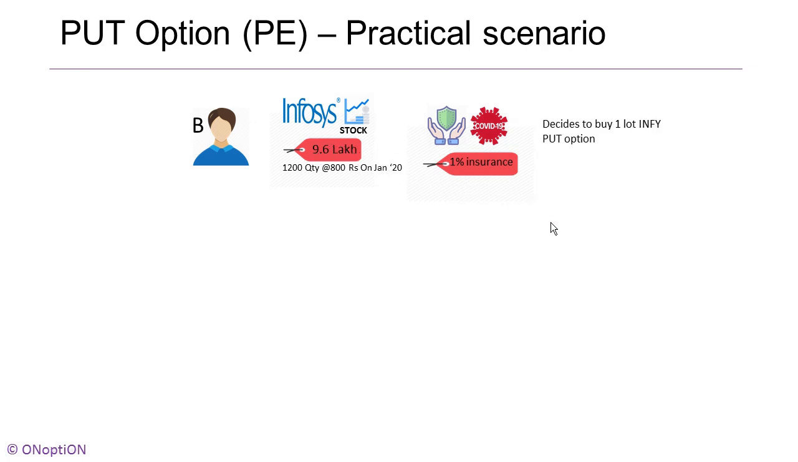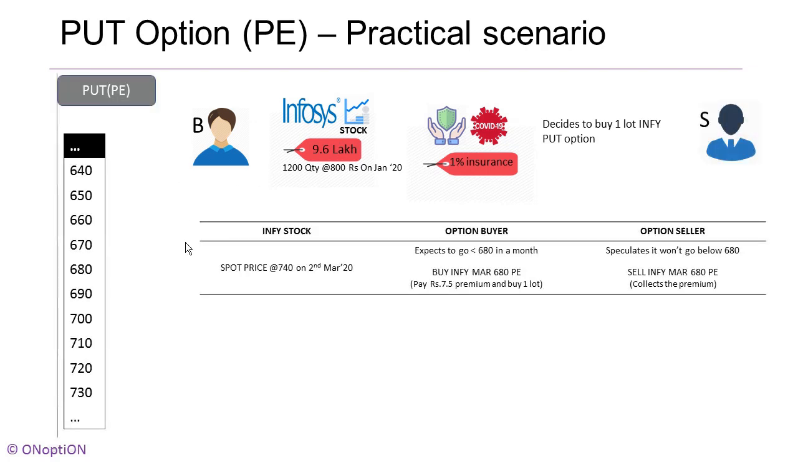So he decides to buy one lot of INFI put option from a seller. On 2nd of March, INFI was trading around 740 rupees. The option buyer expects that INFI would go less than 618 in a month due to this COVID-19. So he decides to buy INFI March 680 put contract at 7.5 rupees premium, and he bought one lot.